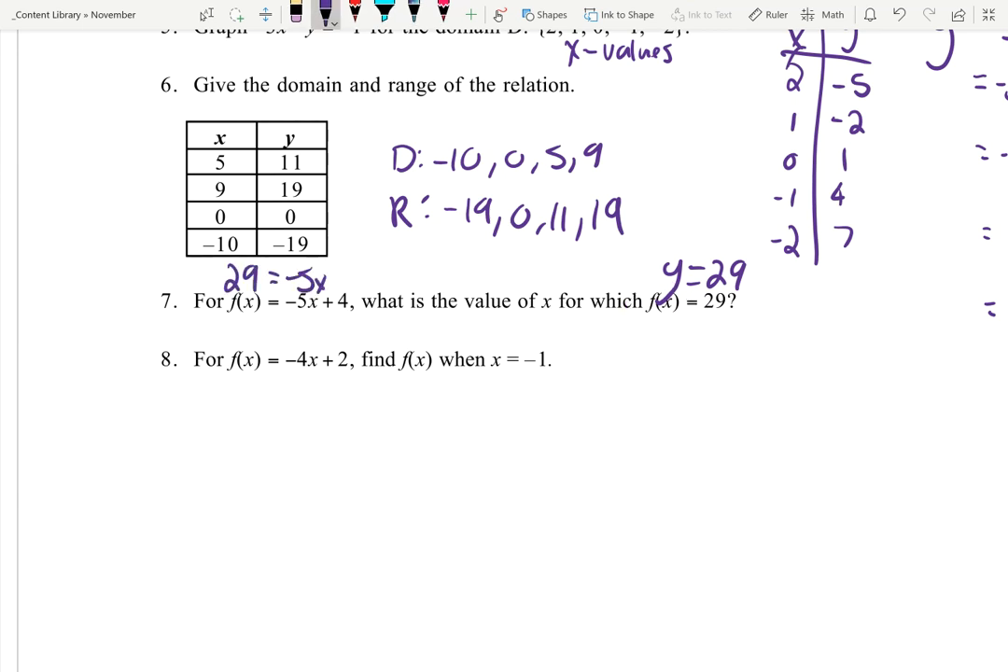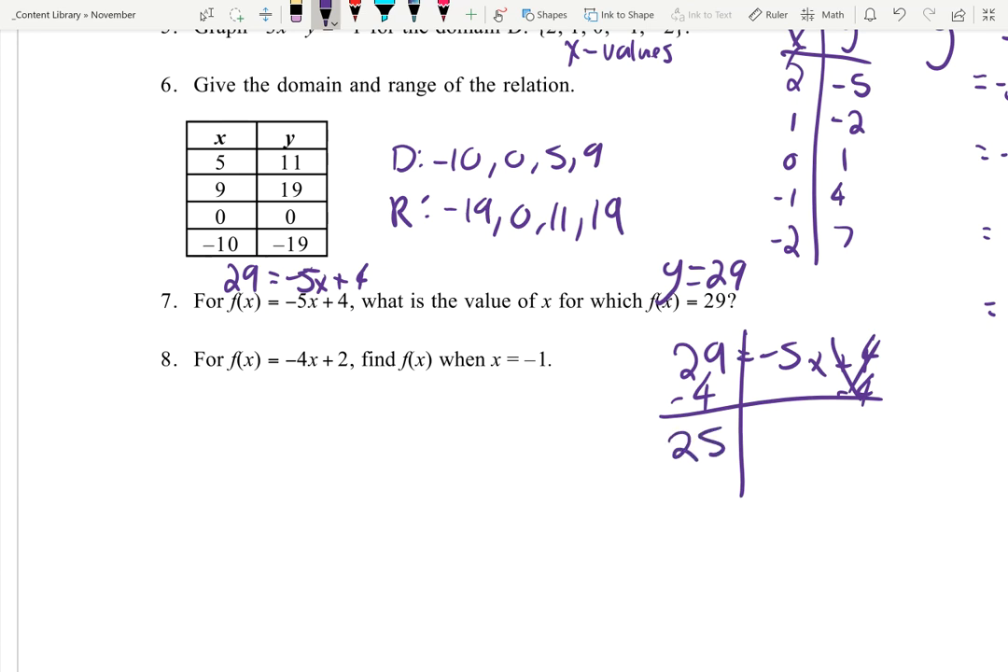29 equals negative 5x plus 4. So you're not plugging it in for x, you're actually plugging it into f of x, or the y value. So we solve this for x because that's what we're asked to do, right? Find the value of x. So we're going to subtract 4. This leaves us 25 equal to negative 5x. Divided by negative 5, and we get negative 5 equal to x. So our answer is x equals negative 5.